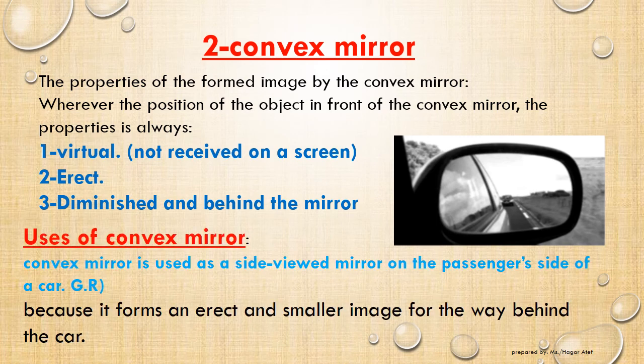So, the convex mirror is used as a side-view mirror on the passenger's side of the car. Why? Because it forms an erect and smaller image of the way behind the car.